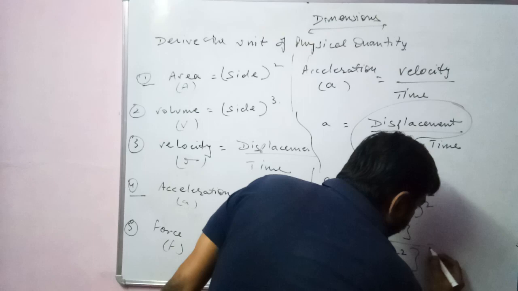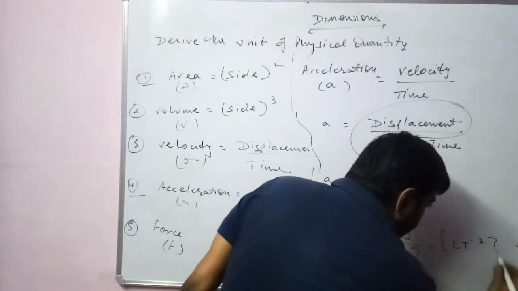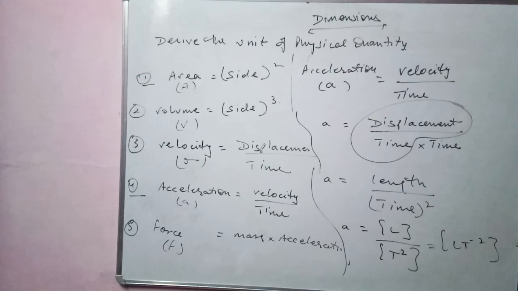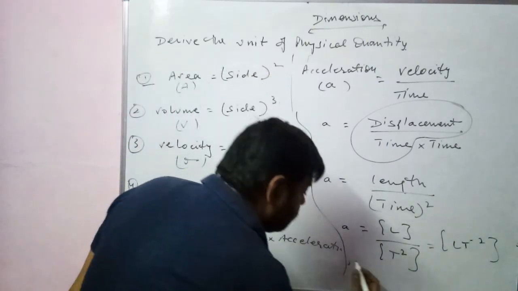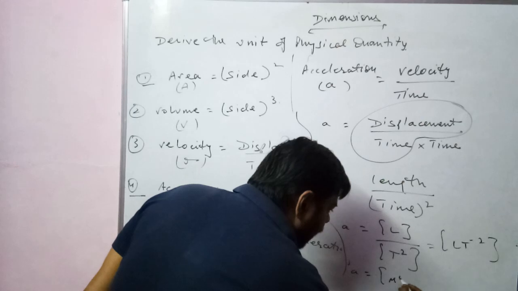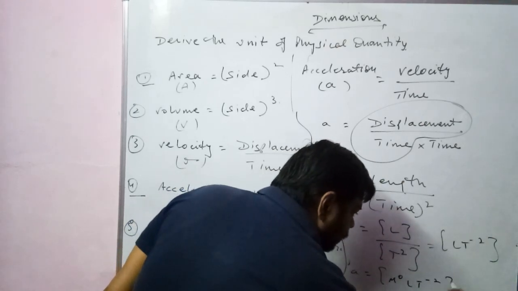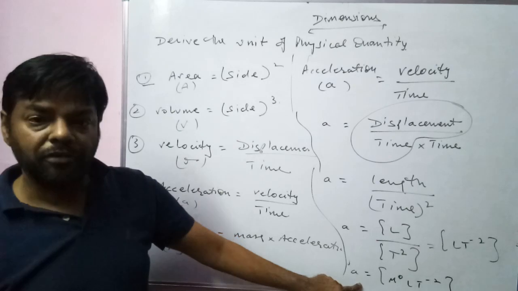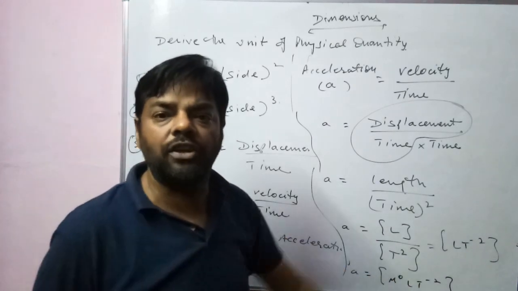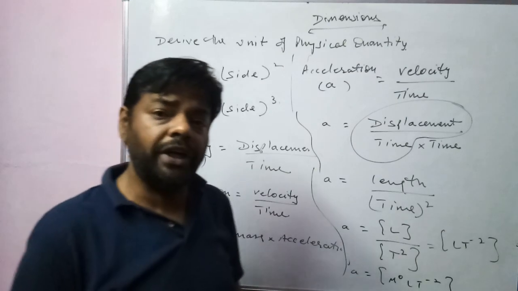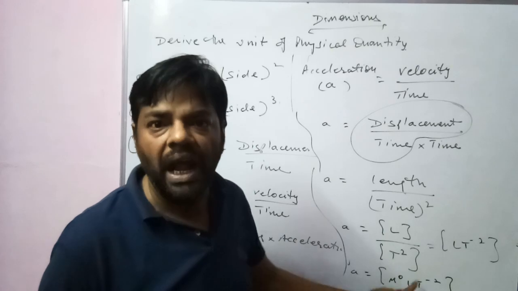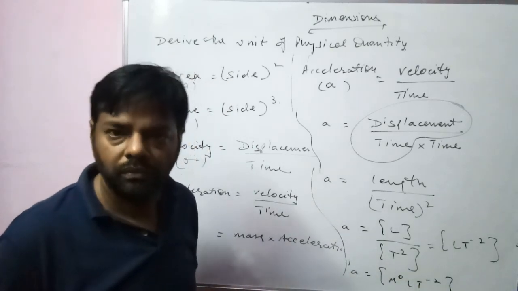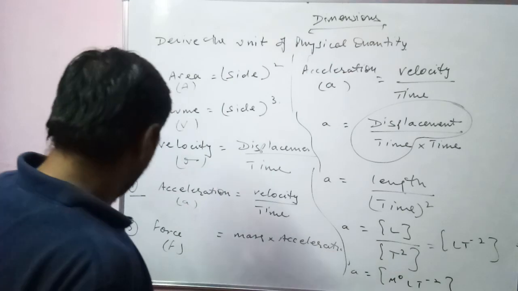Now this is reduced to LT minus 2. Copy it. So whenever I have to make a generalization, then I can say that this A is written as M0 LT minus 2. So the dimensional formula for acceleration is M0 LT minus 2. Again, how are we going to read it? Acceleration has 0 dimension in mass, 1 dimension in length, and minus 2 dimension in time. Clear? Okay, we are left with the last one.